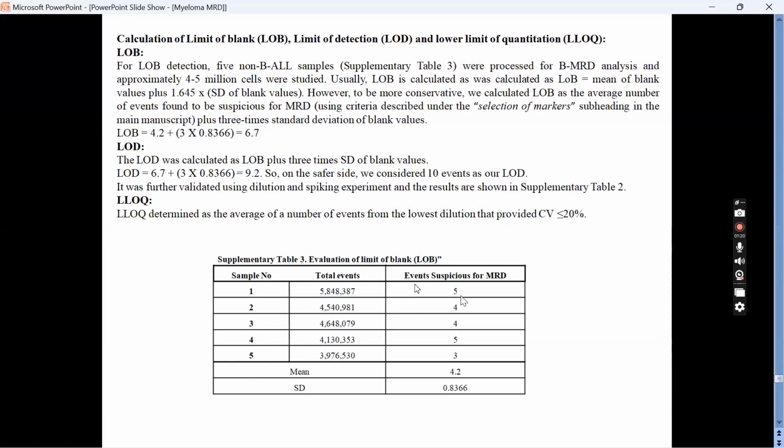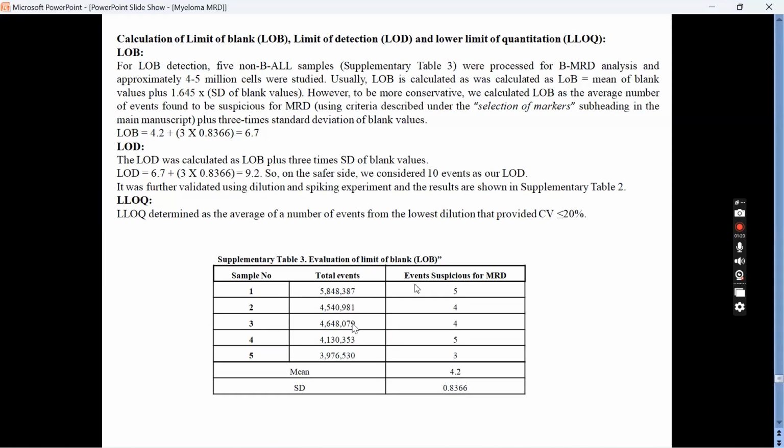And these are the number of events which are falling in that MRD gate. Actually these are all spurious events, but still they are falling in my MRD gate. Theoretically, it should be 0, but practically these are the events which are falling in my MRD gate. Now what I need to do is take an average of these 5 tubes.